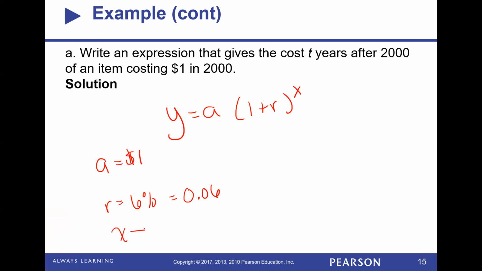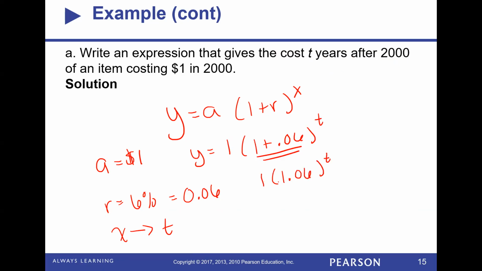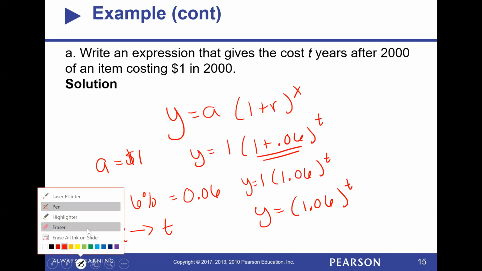Now, X is going to make a magic transformation into a T because it says T years after. So make sure you're plugging in the right letter there. So we have $1 times 1 plus 0.06 to the power of T. I can add these together, which gives me $1 times 1.06 to the power of T. And 1 times anything is just that anything I'm multiplying it by. So I'm going to drop that 1 in the very front and just get 1.06 to the power of T. Okay. And there goes that model.